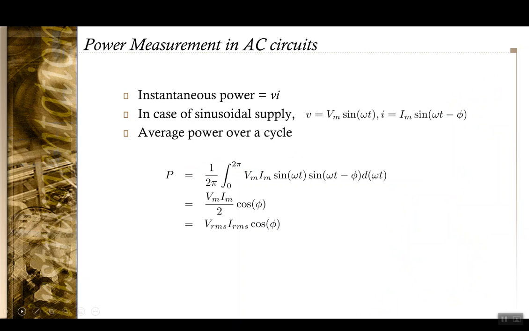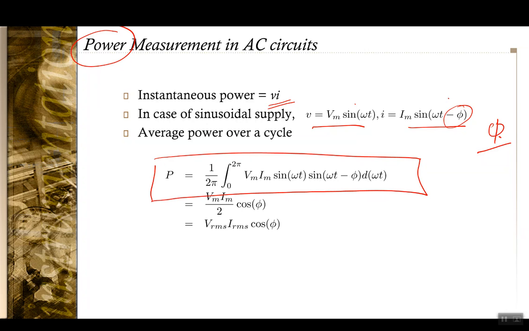Okay, so since we are talking about wattmeter, let's look at what power measurement is and what is actually being measured in a wattmeter. We know that the expression for instantaneous power is V times I, and in case the supply is sinusoidal, then the voltage and current can be given by two expressions of this form. Obviously here we are assuming that the current is lagging the voltage by a phase difference of phi. Now, over one cycle, the average power can be calculated by this expression.